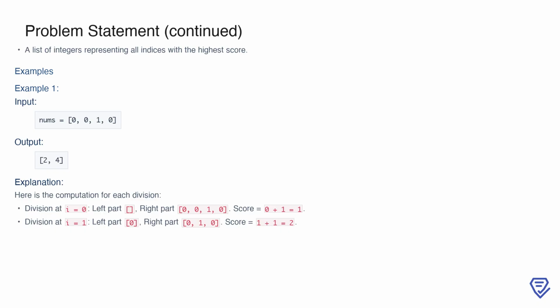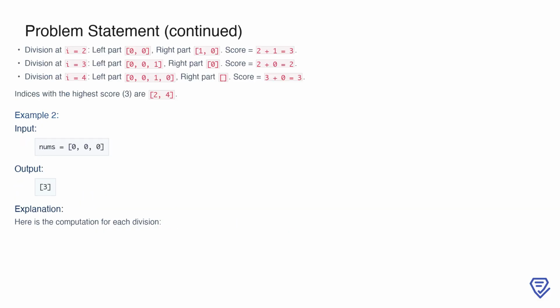Let's look at an example. Suppose the input array is 0, 0, 1, 0. We calculate the score for each possible division. For i equals 0, the left part is empty, so it has no zeros, and the right part is the entire array, 0, 0, 1, 0, which has 1 one. This gives a score of 0 plus 1 equals 1. For i equals 1, the left part is 0, with 1 zero, and the right part is 0, 1, 0, which has 1 one. The score here is 1 plus 1 equals 2.